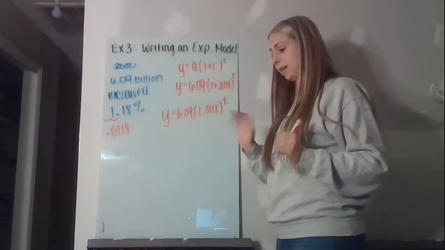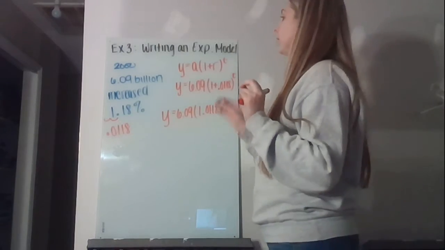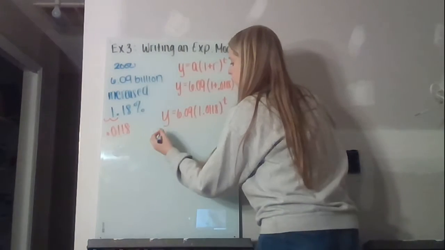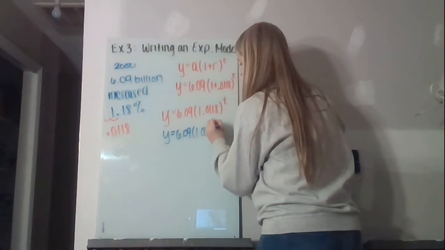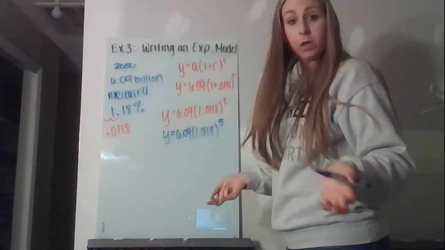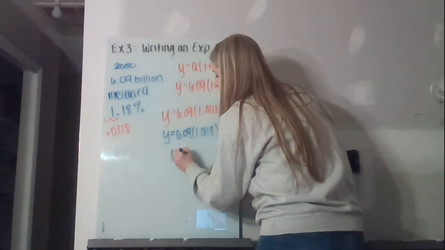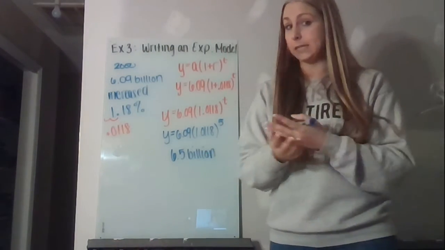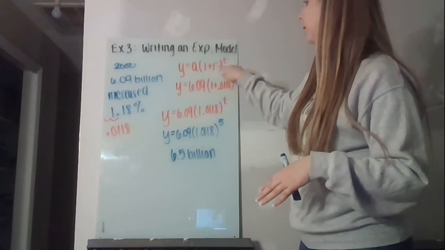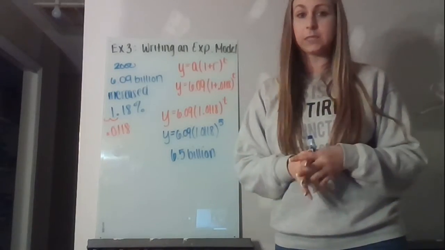Now it said estimate the 2005 population. So 2005 is 5 years after 2000. So that's what I'm going to plug in, 1.0118 to the 5th. And I'm just going to plug that into a calculator, which I have already done. And you get 6.5 billion. That's it. Now, if this was a decay problem, all I would do is switch this to 1 minus R, fill in my information, simplify, and plug in. That's all we're doing. Pretty simple.